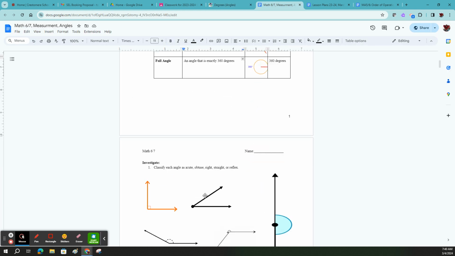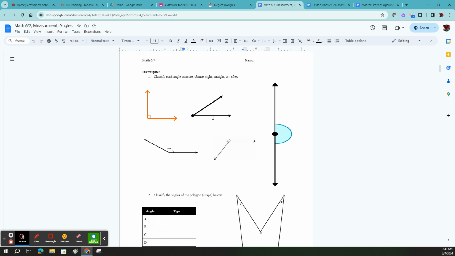Kind of cool. Okay, for this, we'll do this in class too, don't worry about it. But what you are going to be doing is investigating. You're going to classify each angle as acute, obtuse, right, straight, or reflex. Now this one right here, notice the arc that it's subtending. There's a little square there. Whenever you see that little square, that is whoever wrote it doing you a favor, because that little square means it's a square angle, also known as a right angle, which means it is 90 degrees.